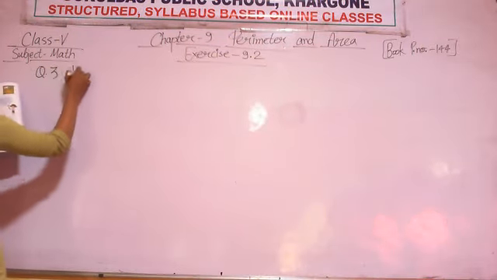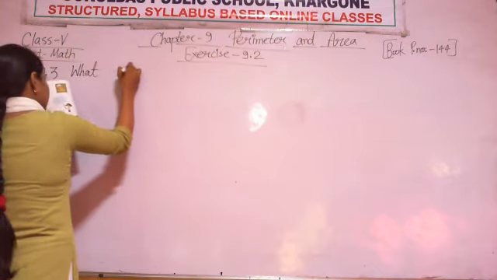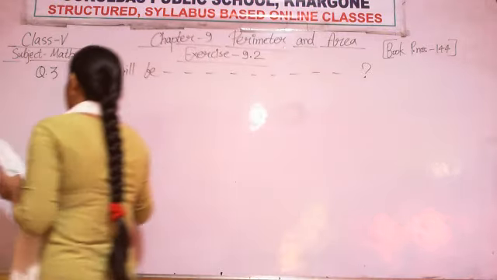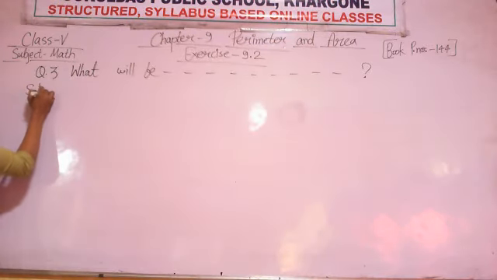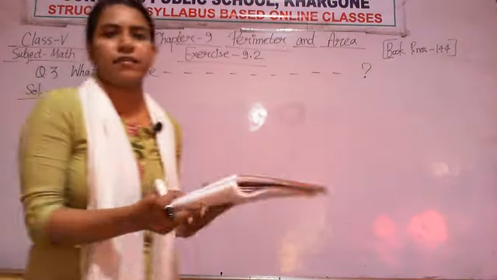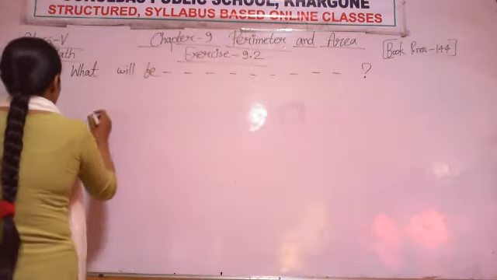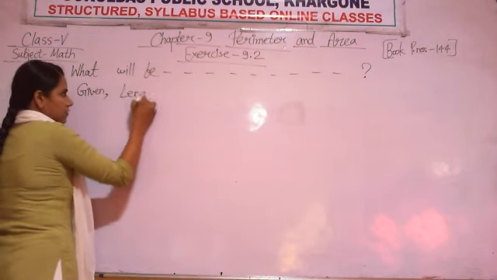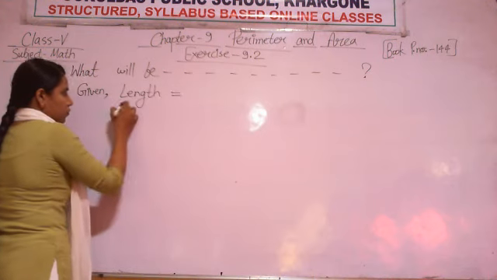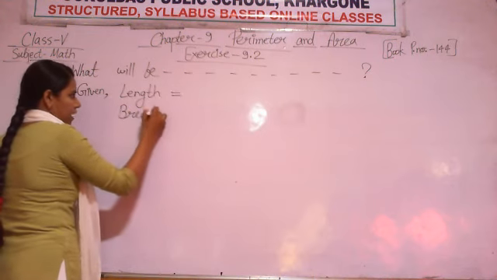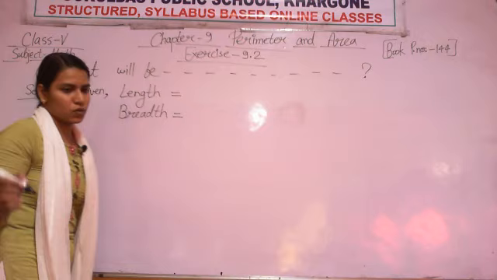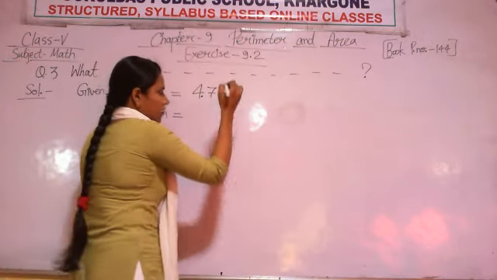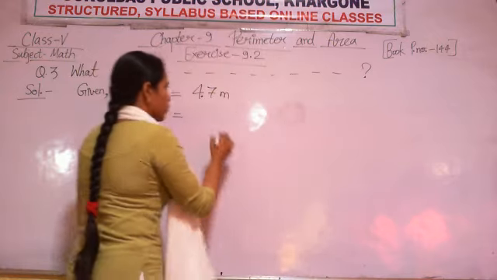Question number 3. In the solution, we will write the given data first. So what is given? Write. Given length is equal to, and breadth is equal to. The length given is 4.7 meter and the breadth given is 3.2 meter.